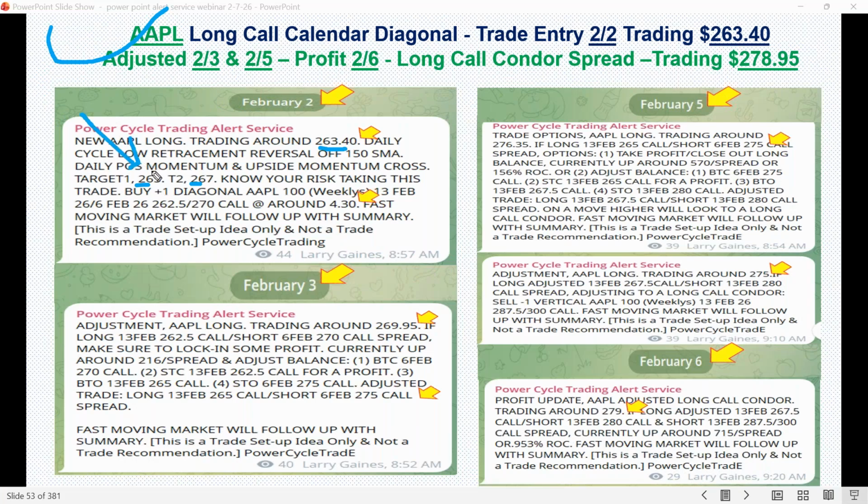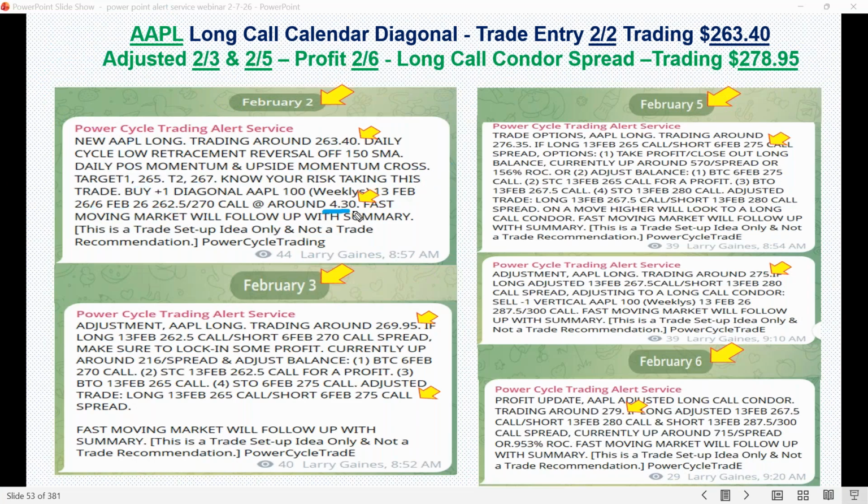So going out and buying, you'll also get a cheat sheet, which will explain these kinds of trade setups and the terminology I use, so it's not Greek to you. But here it says buy one diagonal Apple, 13th Feb. So you're going to be going long the 13th Feb option series, and then you're going to be going short the 6th Feb series against it. So this will be going long the 13th Feb 262.5 call, and then at the same point selling the 6th Feb 270 call against it as a spread. So I said go into it around $4.30 or $430.